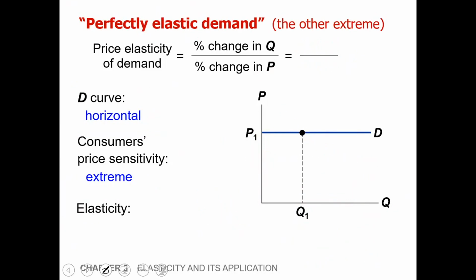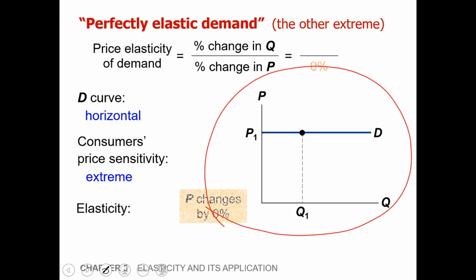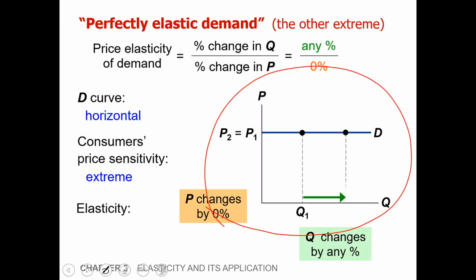The other extreme case is perfectly elastic demand. So in this case, the demand is perfectly elastic. The setting is the same, but we have a new graph. Here, the price changes by 0%. The demand curve is flat, so whatever the case, the price doesn't change at all. But the quantity changes by any percent. The quantity can change by any percent.